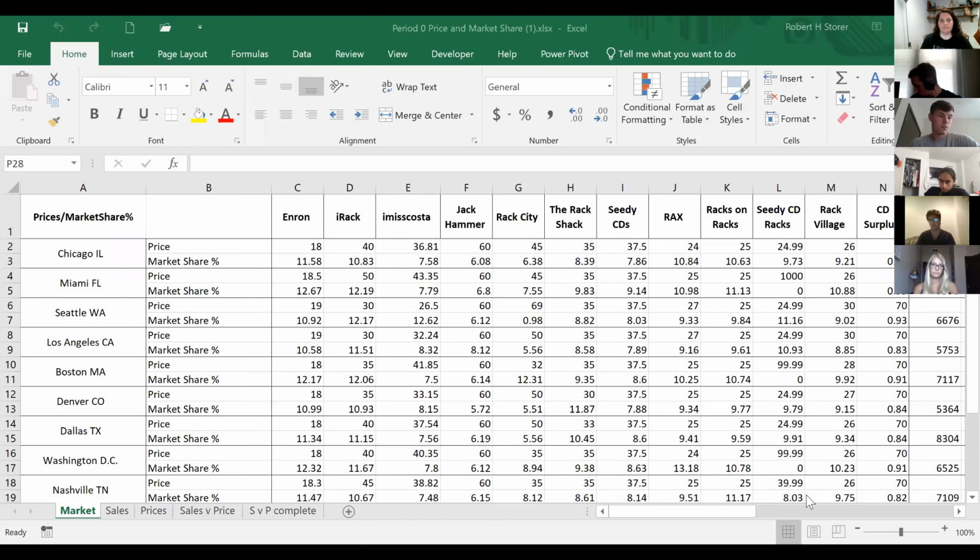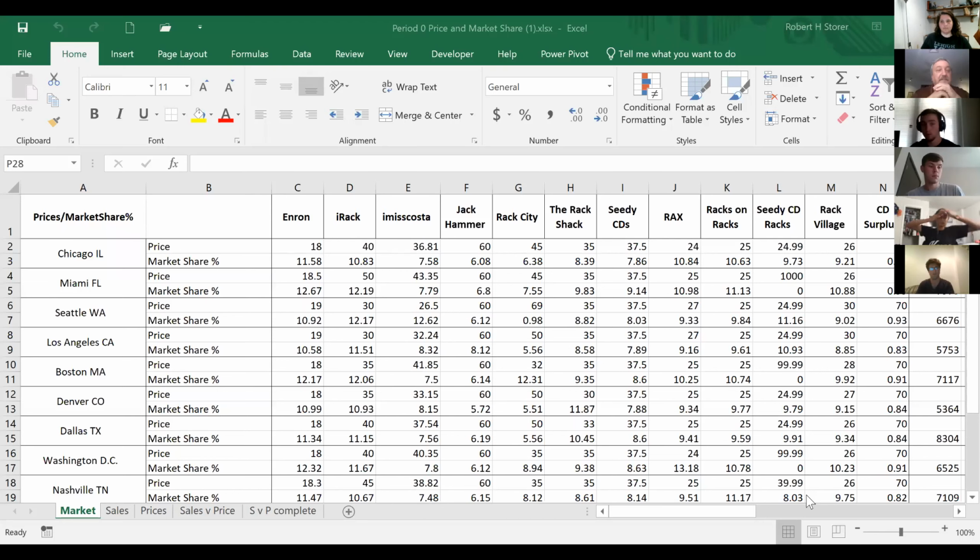Just another question. Do we have to sell to all 12 cities? Well, what you do is you put a price in all 12 cities. So let me open this up because this is showing. If you put a very high price, then it means you will likely not sell to that city. So it depends on your price. If you put in a price of $1 million, you're not going to sell anything.